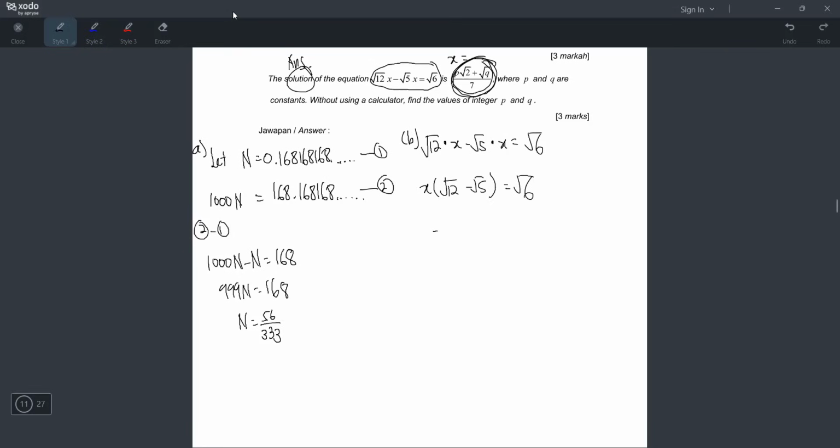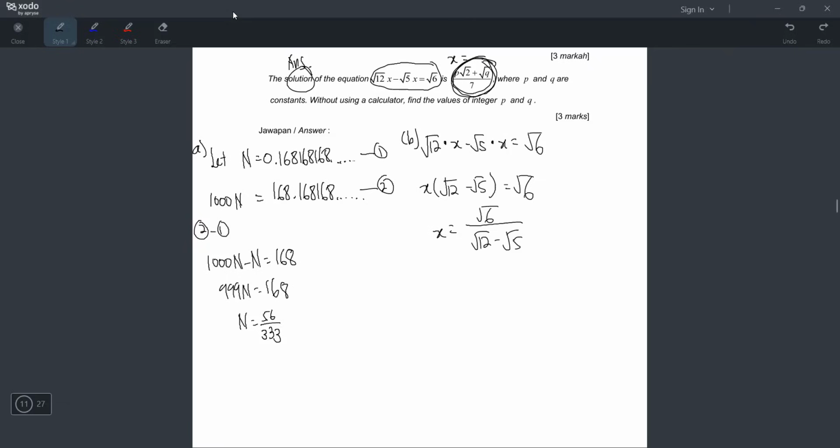Let's see. I want to find x. So obviously this whole thing has to move to the other side. So it becomes square root 6 divided by (square root 12 minus square root 5), right? And let me tell you, actually square root 12 can be simplified, right? Square root 12 becomes square root 4 times 3, and then you will get 2 square root 3, right? But I will not do that. Even though you can also, all right? If you want to simplify the square root 12 to 2 square root 3 now, you can also. But I will not do that.